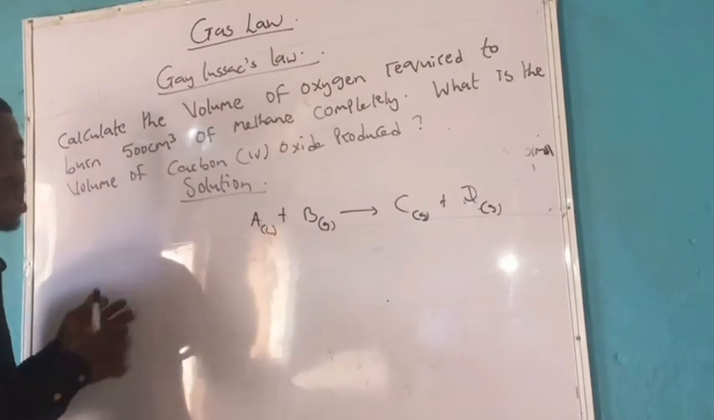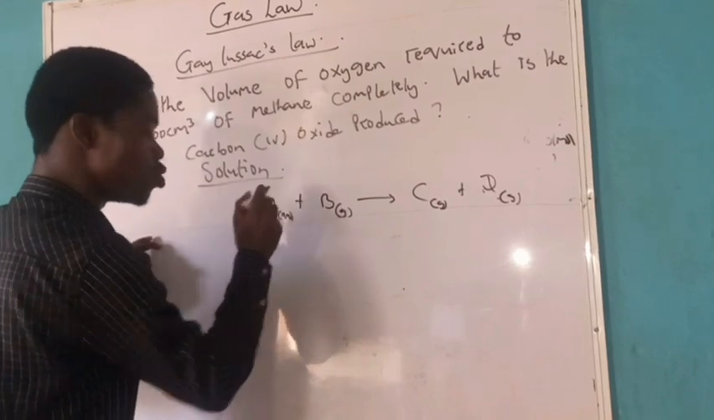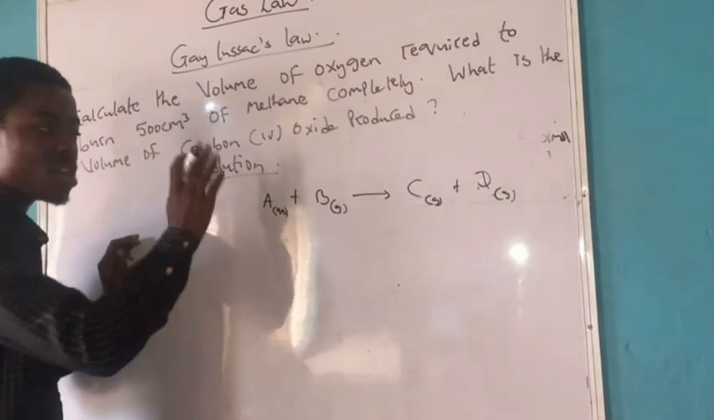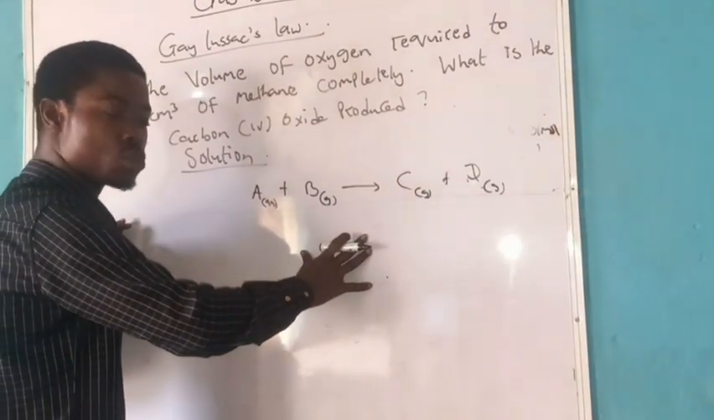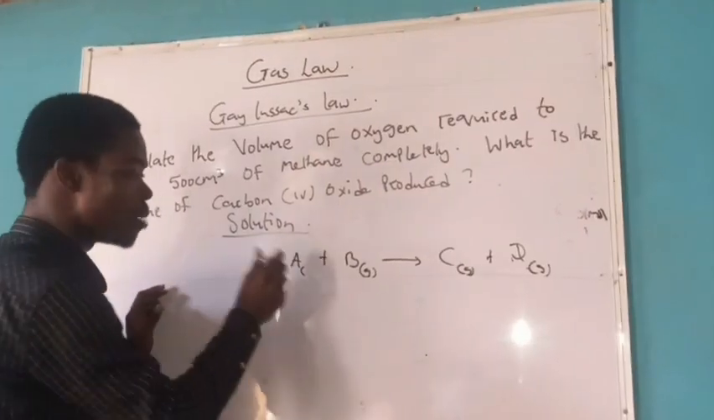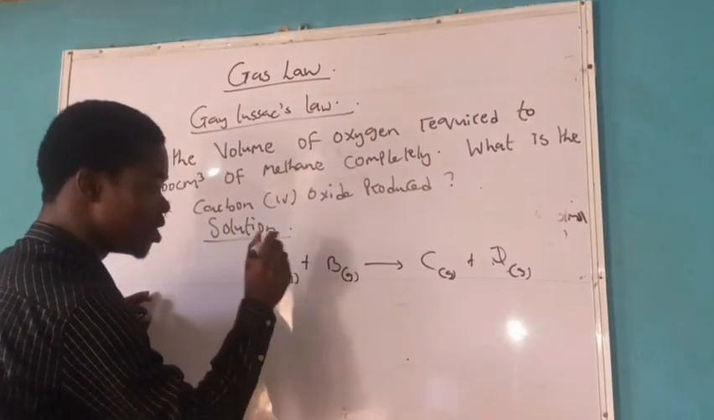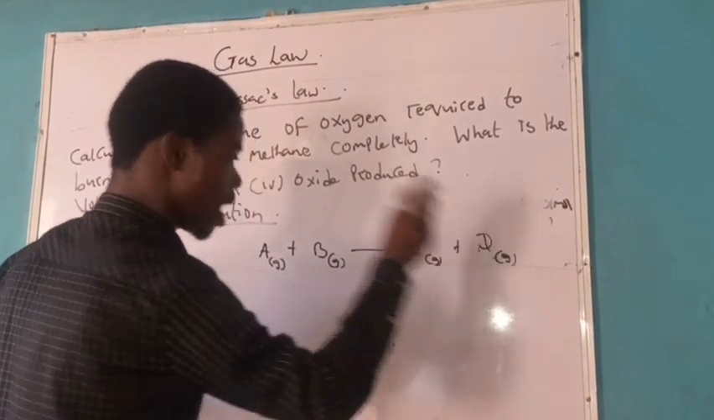Even if they change one to AQ, which is aqueous solution, it won't work out. Whether one is AQ, or everything is AQ, or two of them are aqueous solution, it won't work out. So for you to apply Lussac's law or gas law to a problem, they must all be gas. This is a gas, this is a gas, and this is a gas.